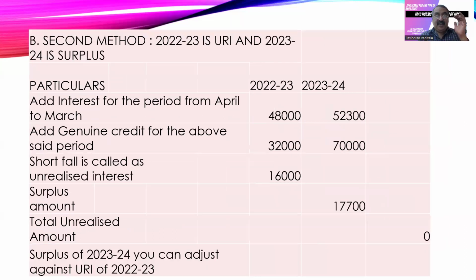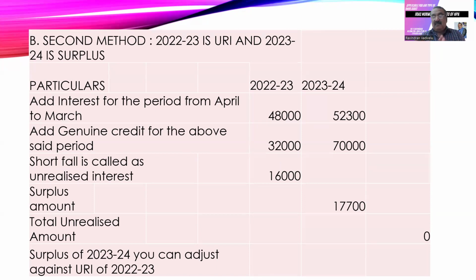Now I am moving to the second method. In 22-23 you have got unrealized interest, whereas in 23-24 you have got a surplus. So in this example, in 22-23, you have got a shortfall of 16,000, whereas in 23-24, you have got a surplus payment into the account to the extent of 17,700. So 23-24 has got a surplus, and 22-23 has got a deficit of payment of interest.